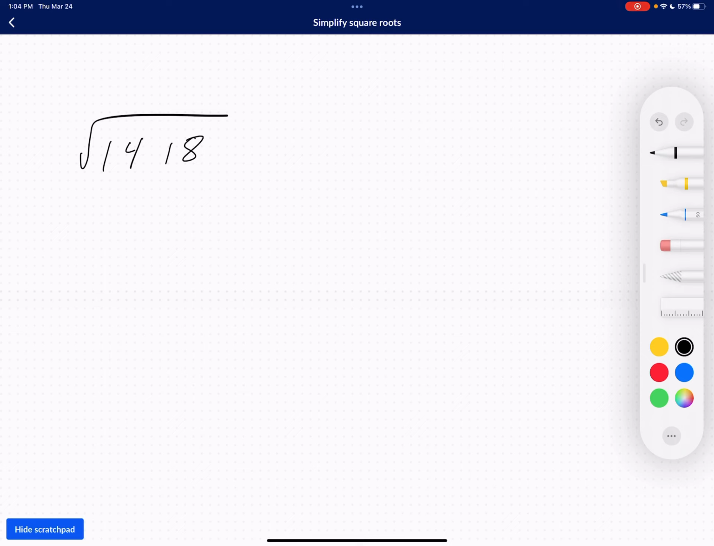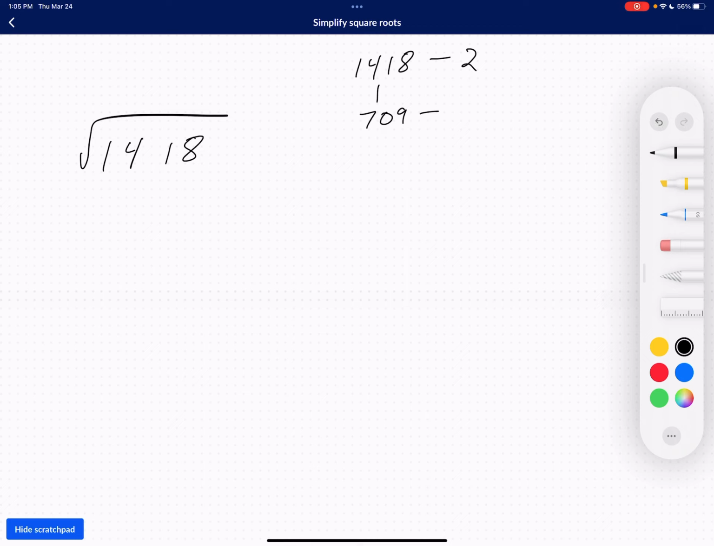well, I can do a factor tree. 1418, I can pull out a 2. And I'm left with dividing this thing. I get 709. 2 goes into 14 7 times. 2 goes into 1 0 times. 2 goes into 18 9 times.